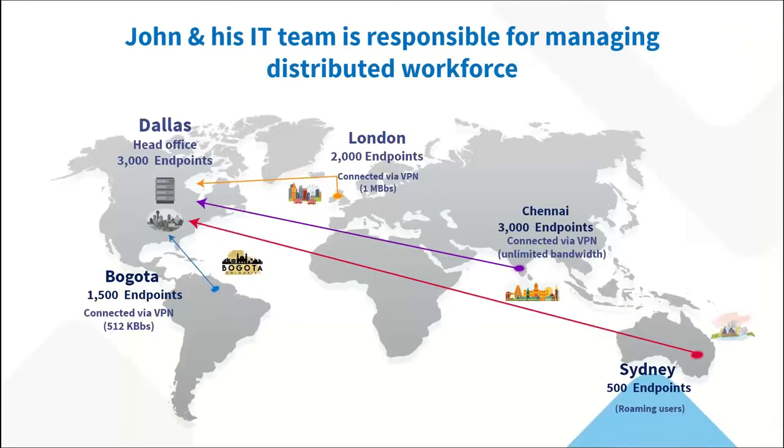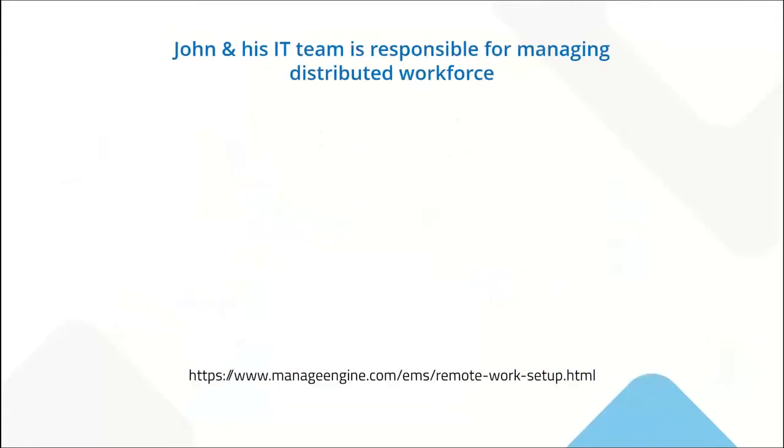All right, after agent installation, Desktop Central can manage endpoints in distributed environments from different locations. Now, for better understanding, let us assume John and his IT team are responsible for managing the machines before and after the pandemic. So here is a setup for understanding. He manages around 10,000 computers across the globe. There will be three types of users in this kind of environment.